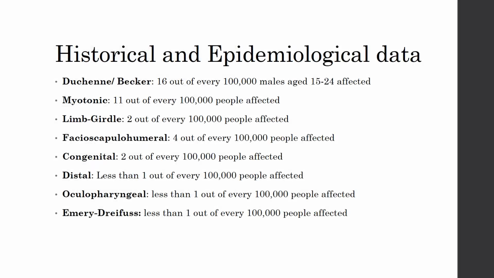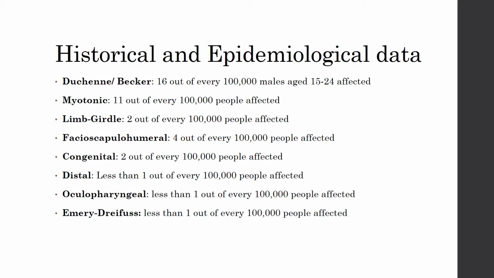According to a study done in 2007 by the CDC, Duchenne's muscular dystrophy is the most common and serious type of MD, affecting 16 out of every 100,000 males between the ages of 15 and 24. Although Duchenne's is the most common, the 8 other types of MD are still prevalent today. Myotonic affects 11 out of every 100,000 people. Limb-girdle affects 2 out of every 100,000 people.